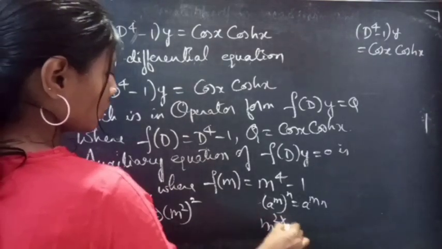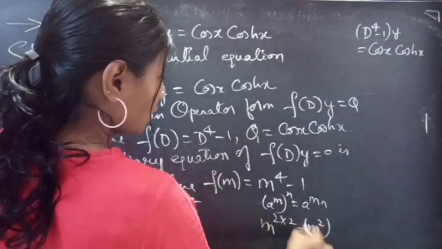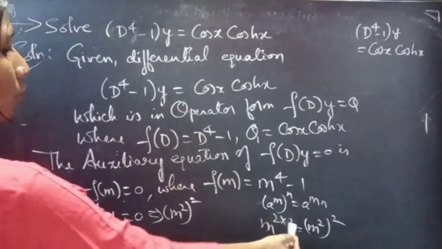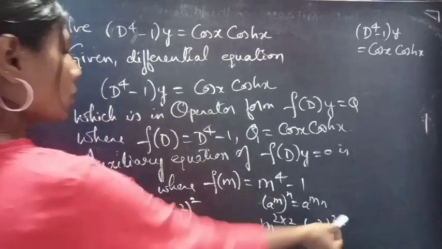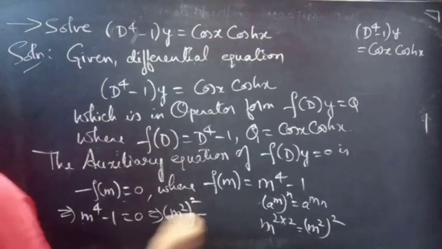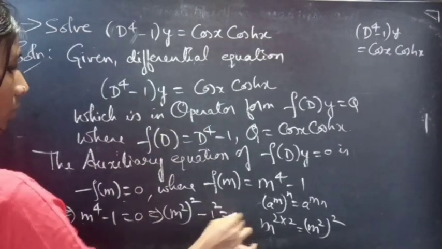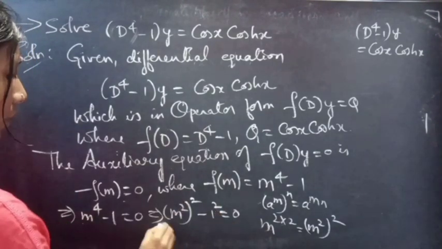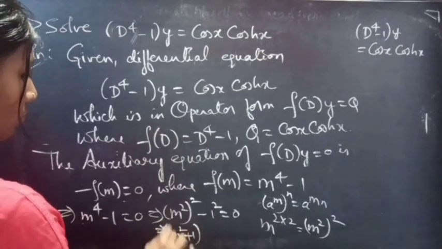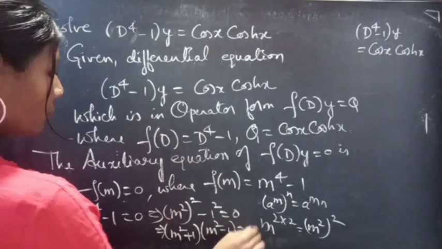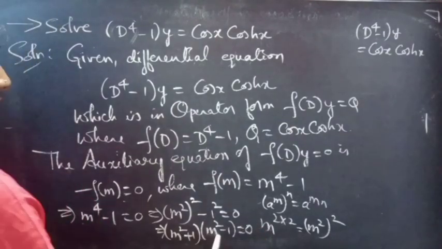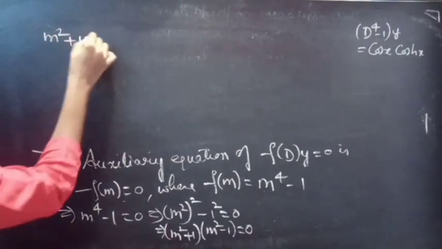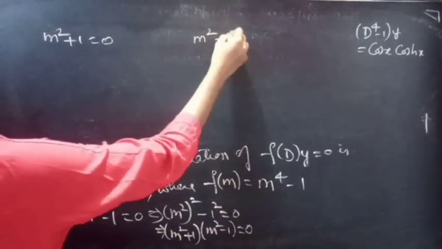We can write m^4 as m^(2 into 2), and again we can write it as (m^2)^2. Fine. Minus, we can write this 1 as 1^2, equals 0. Then this is of the a^2 - b^2 form, and we can write it as (a + b)(a - b) = 0. Now equate each factor to 0: m^2 + 1 = 0 and m^2 - 1 = 0.